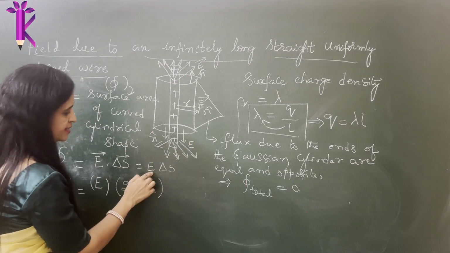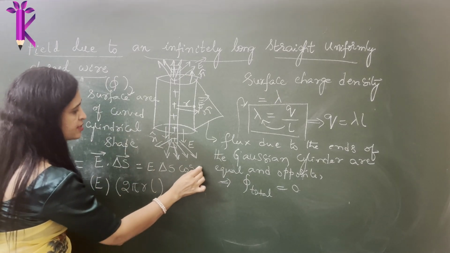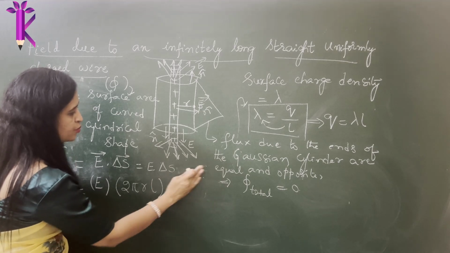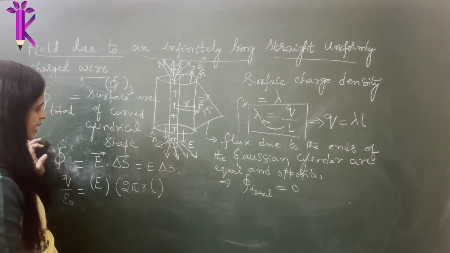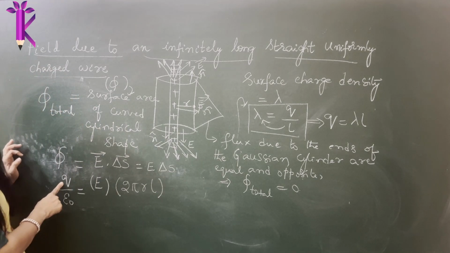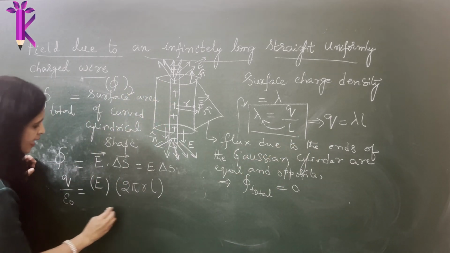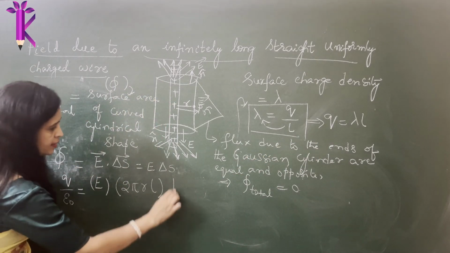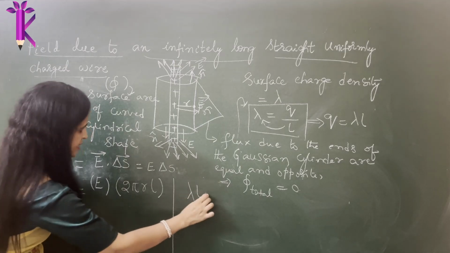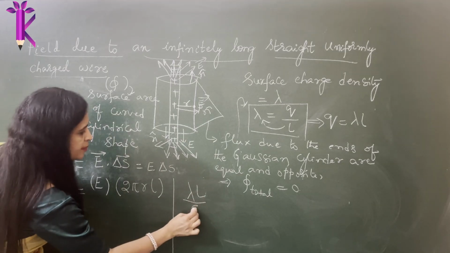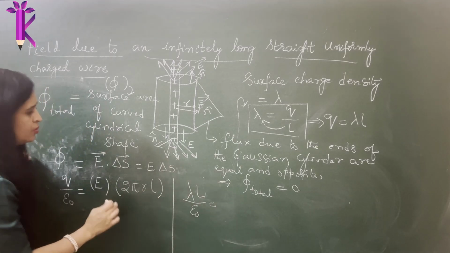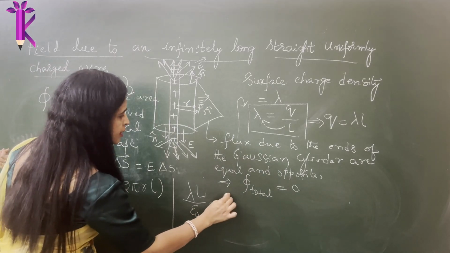So how did you get this E delta S? E delta S was cos 0 degrees, so cos 0 is 1. Therefore, I wrote it as E into delta S. Now what are we going to do? What is Q equal to? Q is equal to lambda L. So let's substitute that. Q is lambda L divided by epsilon naught, equal to E into 2 pi RL.